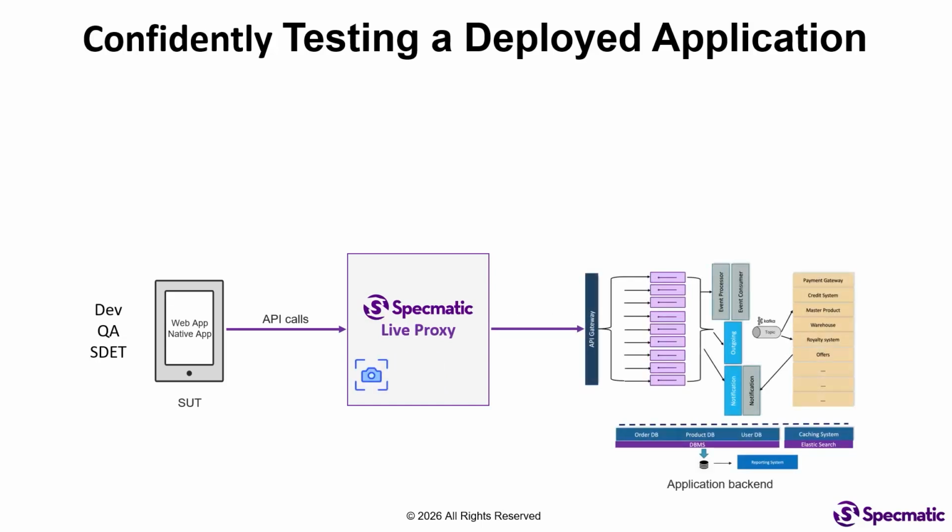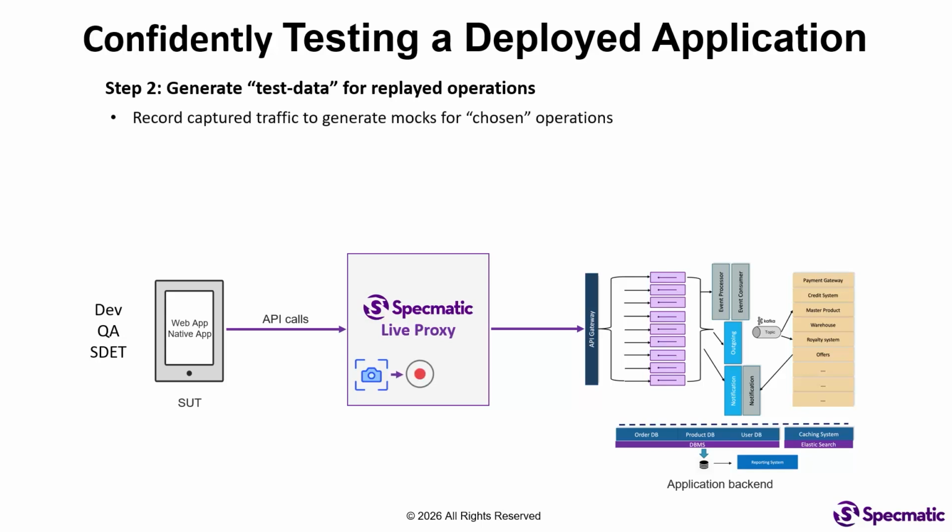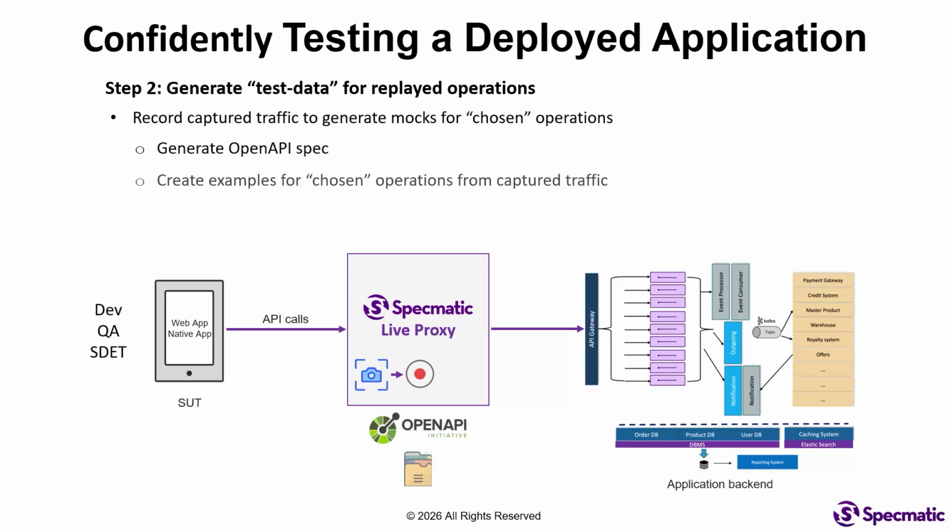In the next step, using the traffic that has been captured in step 1, you will be able to generate mocks for specific chosen operations based on your scenarios. This generation of mocks will automatically generate an OpenAPI spec for you, and you will be able to generate concrete examples for these operations based on the traffic that was captured initially. Once the spec and the examples have been created, you will now be able to replay the traffic using the mocks generated based on the OpenAPI spec and examples.